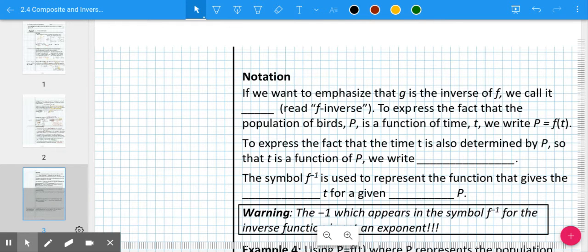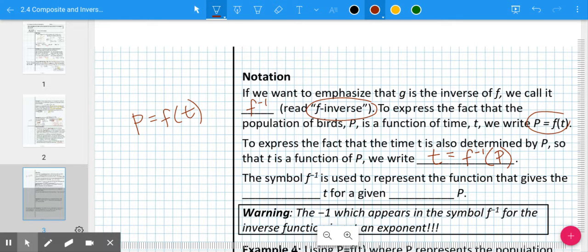Some notation here. If g is the inverse of f, we write it as f to the little -1. We do not ever say that. We always read it as f inverse. To express that the population of birds is a function of time, we say p is a function of t. If I reverse that and I want t to be output and p to be input, then I'm going to say t is a function of p, but because this is the inverse relationship, I'm going to say it is the inverse function of p.